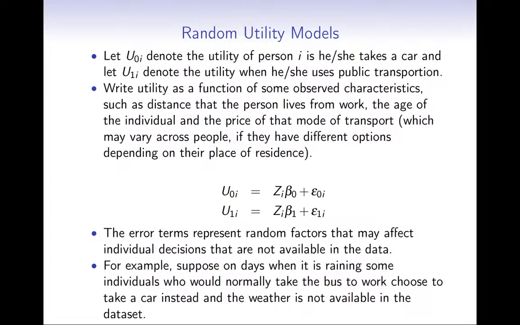So the unobservables could either just be random psychological or mental processes. So for example, maybe the same person just arbitrarily makes different choices because there's some random process in the brain. Or else the epsilons could just represent some factors that are affecting the individual decisions, but that are not available in the data. Like, for example, suppose that when it's raining, a person drives their car instead of taking the bus. If we don't have rain in the data set, it'll look like it's random, perhaps.